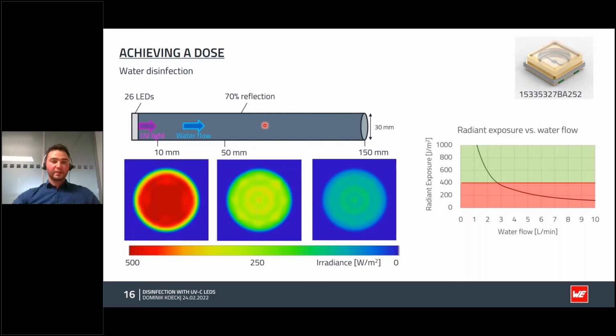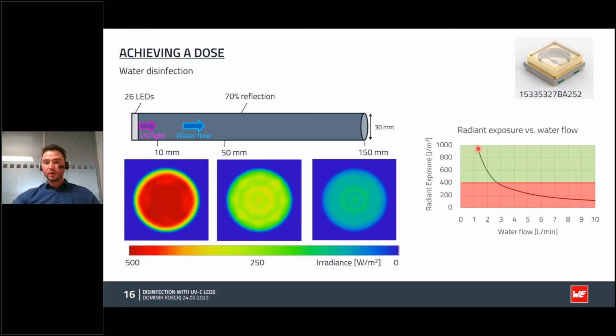What's interesting here is what you can actually achieve, or how much water flow is capable of going through this pipe while still having a sufficient amount of disinfection. Behind this, I performed some simulations, and from there you can calculate the amount of water flow that is possible to achieve a certain radiant exposure. This is shown here in black, this curve.